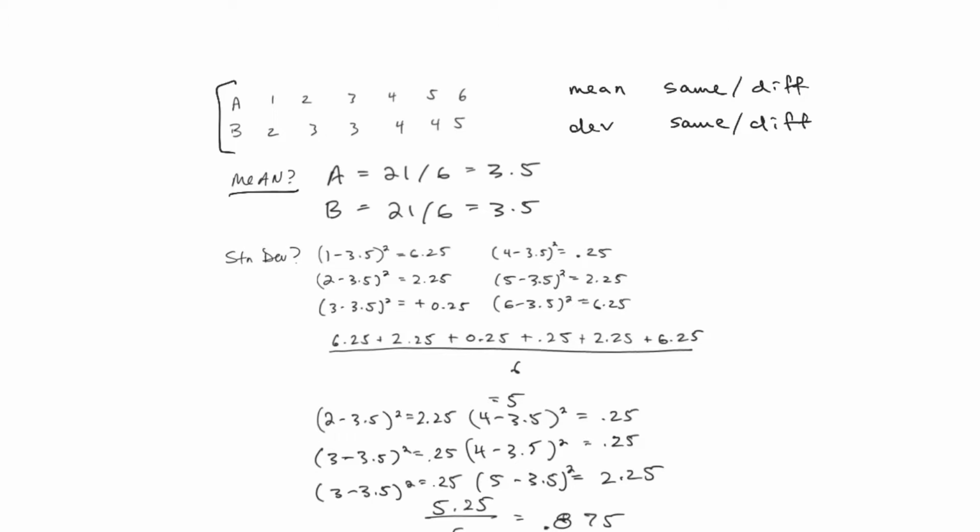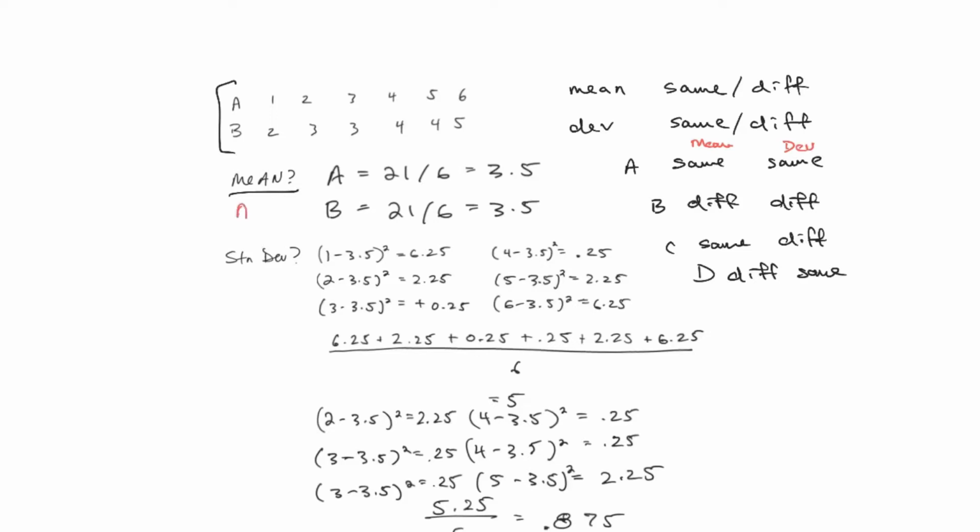So basically, if we look at answer choices A, B, C, D, they have same, different, different, and they're talking about mean and standard deviation: same, different, and different, same. Those are your four answer choices. And they're asking whether the mean is the same or different, and whether the deviation is the same or different. So first you look at finding the mean, or the average, of your list. And that's going to help you eliminate two answer choices.